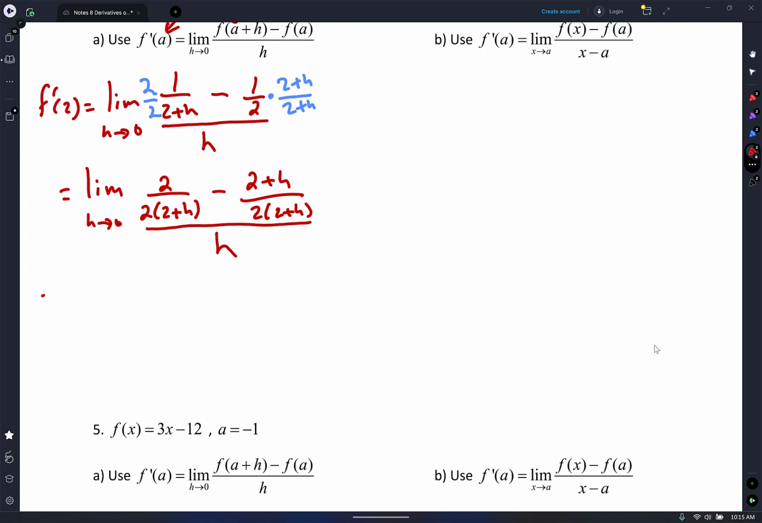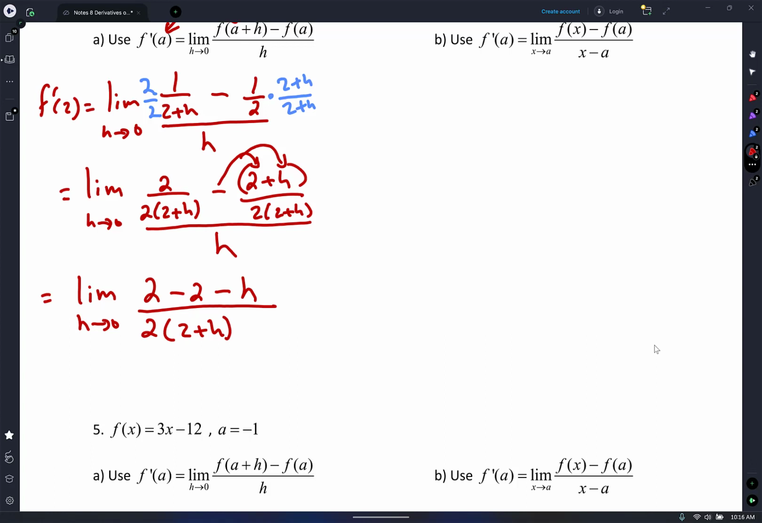So now I'm going to put it all together, guys. Limit as h approaches 0, 2 minus 2 minus h. Have I confused anyone with the minus 2 minus h? All I did was distribute this negative like so. Are we clear now? Okay. All this is over 2 parentheses 2 plus h. Close it. And I'm going to bring up this h. All right. And I'm going to go slow. I'll wait for you guys.